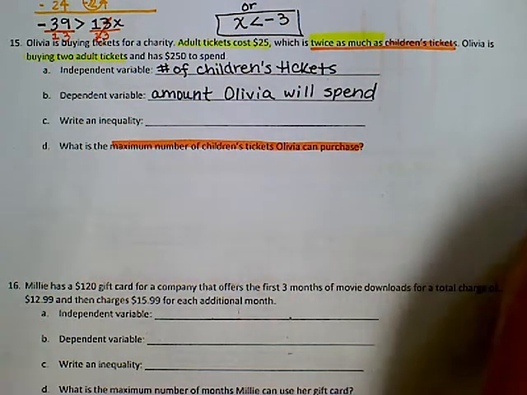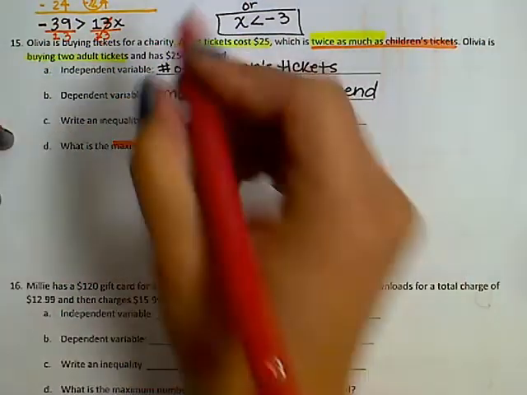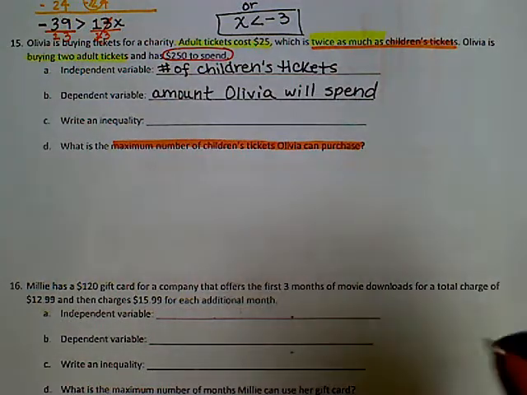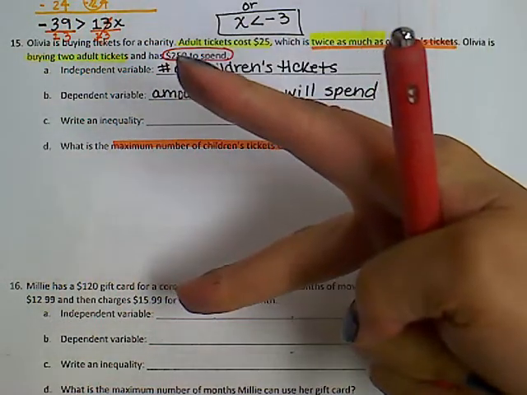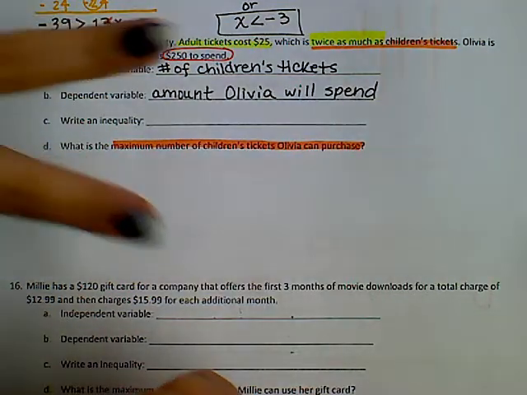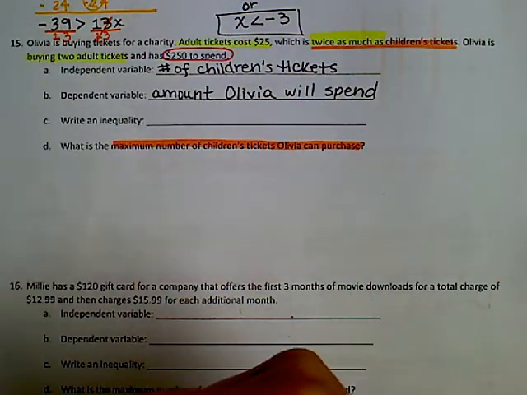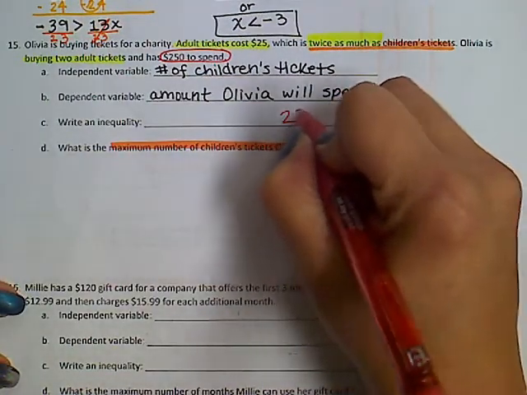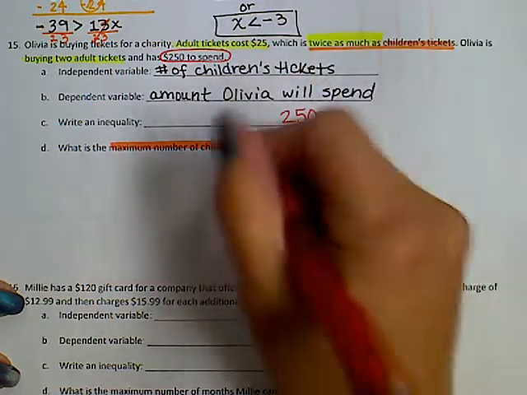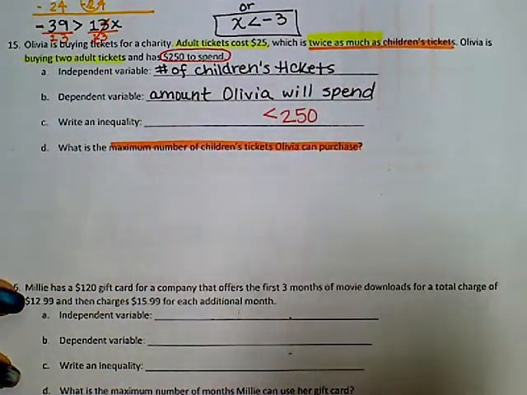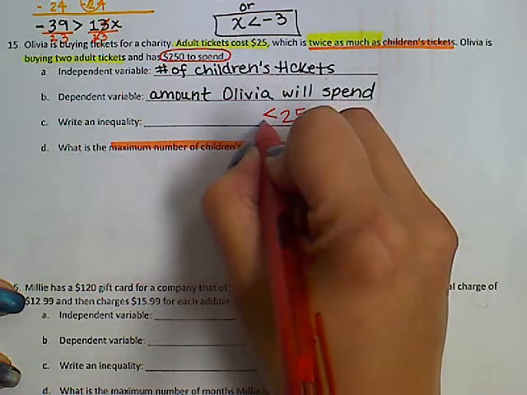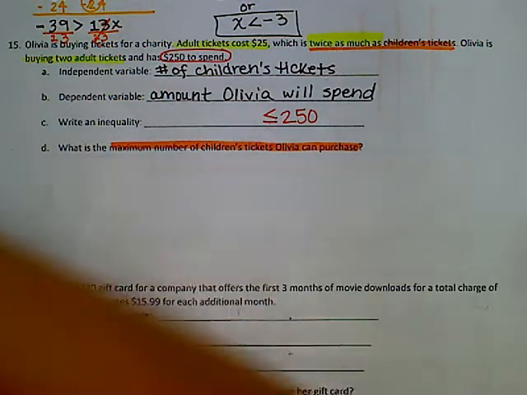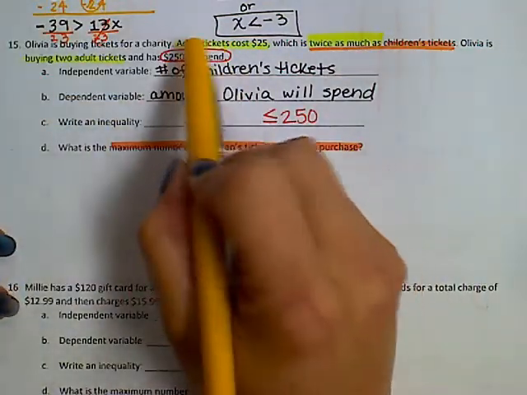So it looks like Olivia has $250 to spend. So in that case, can she spend more or less than $250? Well, if her spending limit is $250, there's no way she could spend more, but it's always possible to spend less. Now, can she spend exactly $250? Yes.